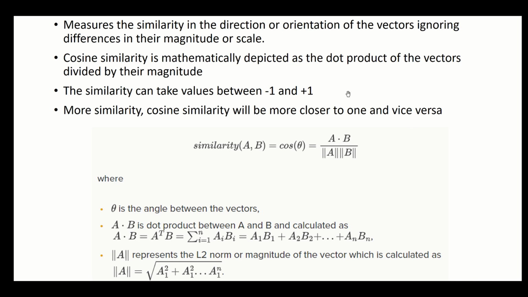This is the formula: the similarity between two different documents is cos theta, which is A dot B divided by magnitude of A times magnitude of B. Theta is the angle between the vectors. The magnitude of A is calculated as the root of A1 square plus A2 square plus and so on, like the Euclidean distance, right? This is nothing but your formula for cosine similarity.